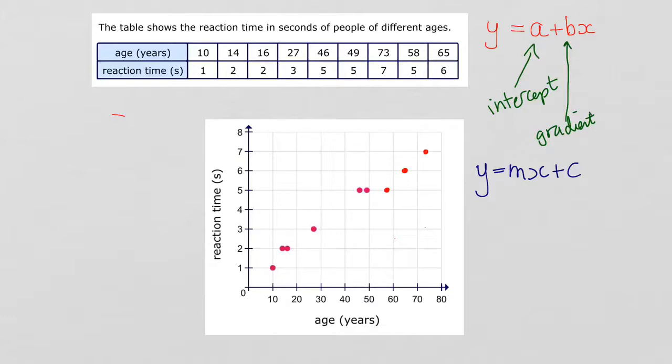And you've got to be really careful because on the calculators you have both options. They give you y equals a plus bx and y equals ax plus b. I'm not quite sure why, but if you select the wrong one, you will get your a and b the wrong way round. So please be really careful with that.